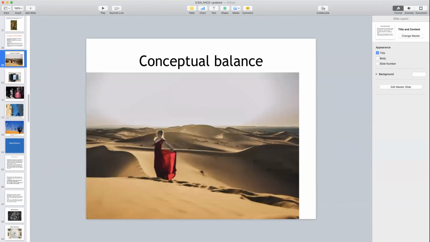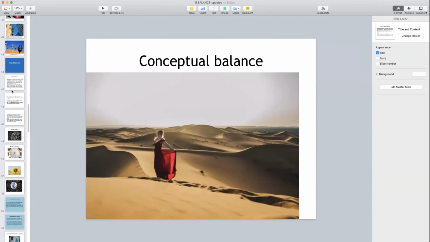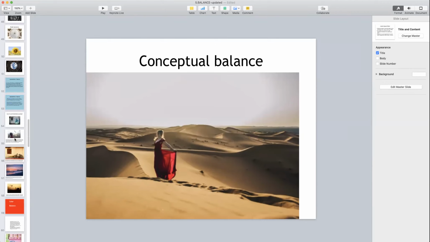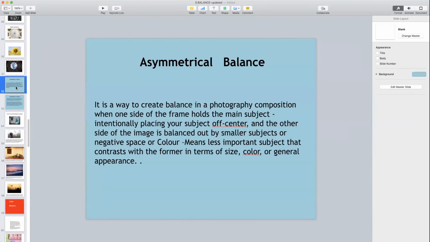There's a very strong department of photography called conceptual photography. There are many photographers who are very well known for conceptual photography. If you discover that, you will find many people like that in India also. Natarajan is one of the photographers who shot many conceptual photographs almost 20 years back, I remember. Now we are moving to the asymmetrical balance.